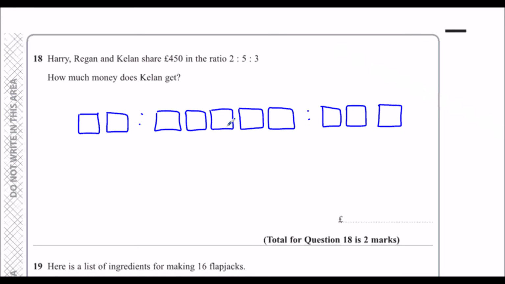So how many parts have we got in total? 2 plus 5 plus 3. How many boxes? There are 10 boxes. So we're going to share the 450 out between 10. And that's £45 per box. So each of these boxes is worth £45.